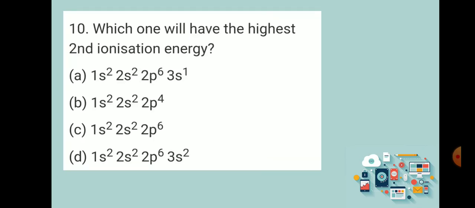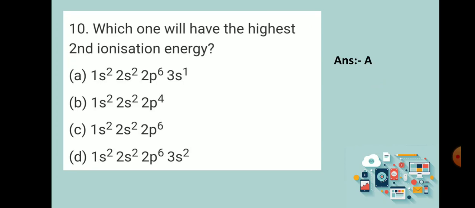10th one, which one will have the highest second ionization energy? Option A, 1s2, 2s2, 2p6, 3s1. Option B, 1s2, 2s2, 2p4. Option C, 1s2, 2s2, 2p6. Option D, 1s2, 2s2, 2p6 and 3s2. And the answer is option A, 1s2, 2s2, 2p6, 3s1.